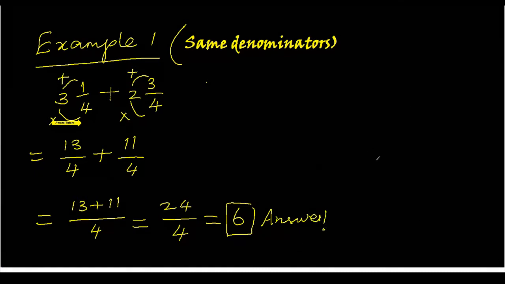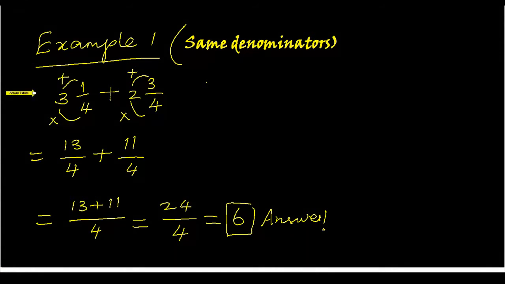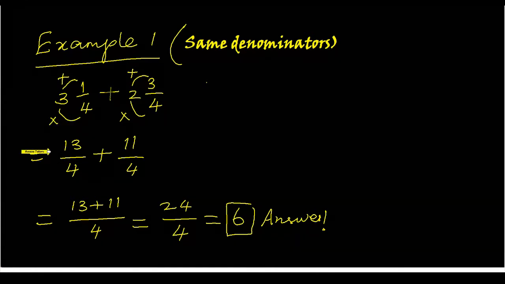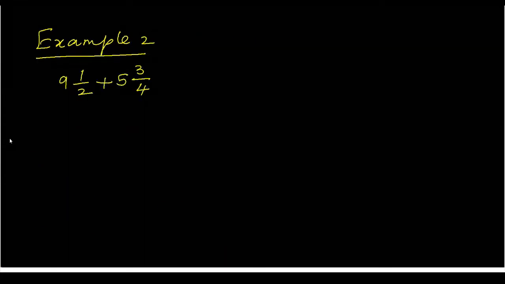So we added two mixed numbers with the same denominator. We converted them to improper fractions and added them as usual. As the denominator is the same, we added the top numbers alone. When it is completely divisible, we get a whole number as the answer. Otherwise, it will be a mixed number if it is not completely divisible. Let's do some more examples.